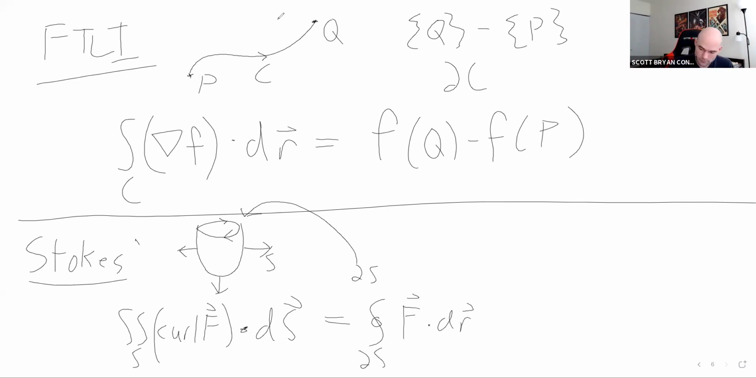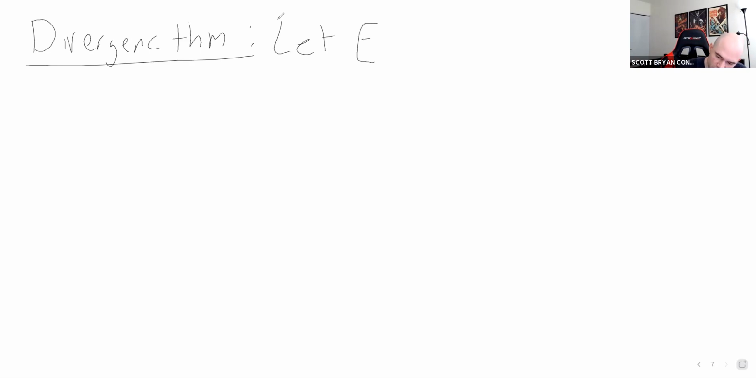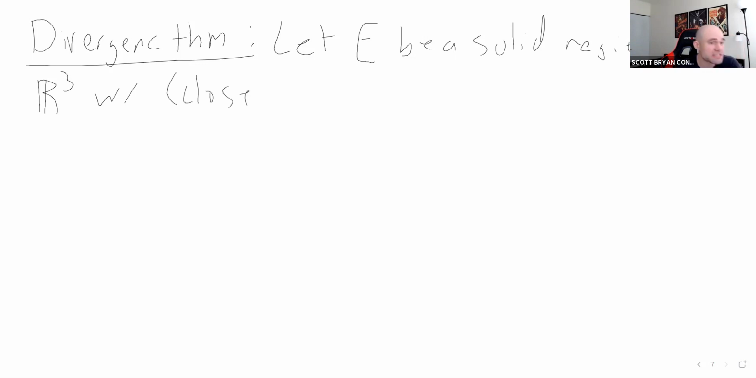Okay, so that brings us to the divergence theorem. So let E be a solid region in R3. So a solid three-dimensional region. And the boundary surface, right? If you have a solid region, the outside of that region is going to be a closed surface. So E is a solid region. S is the boundary of E. It's going to be some closed surface. And we're going to give it the outward orientation.